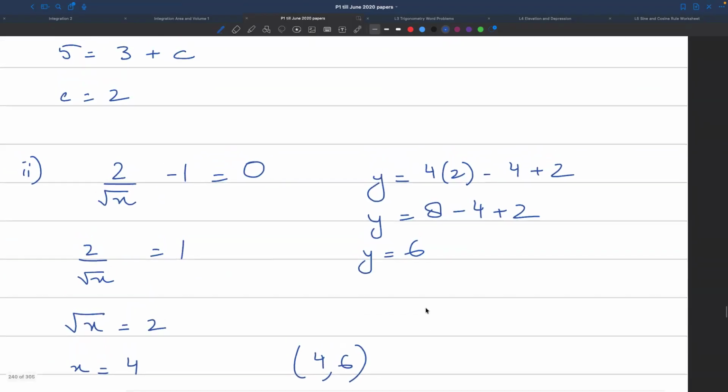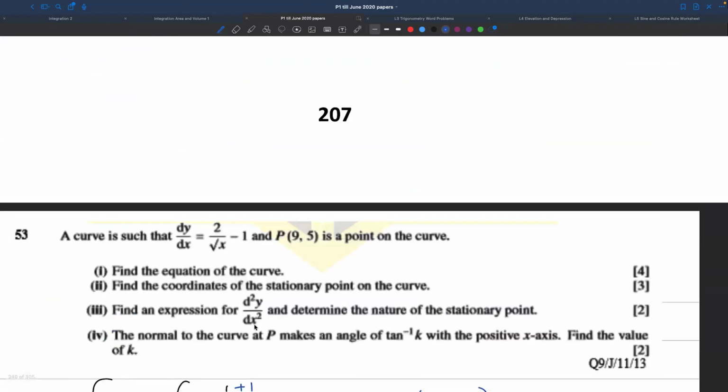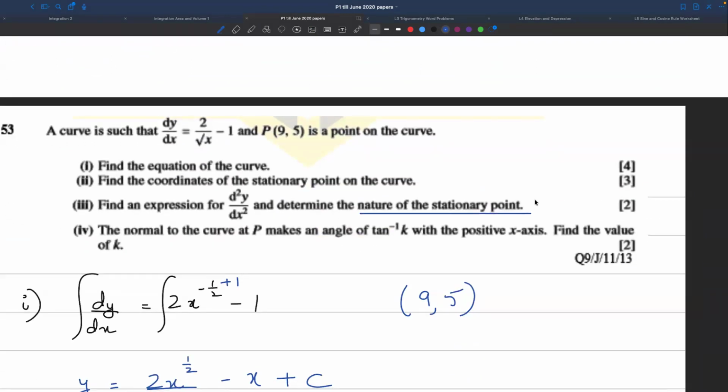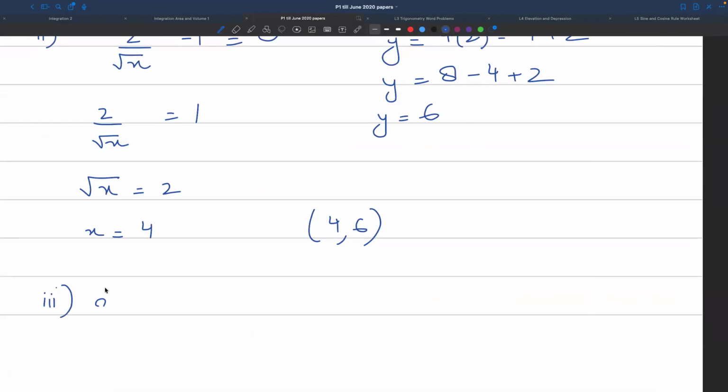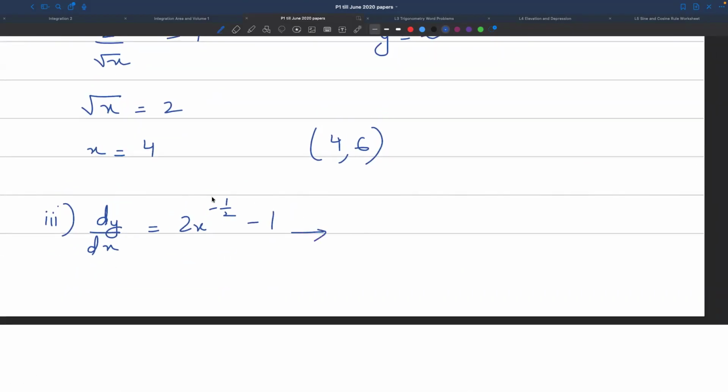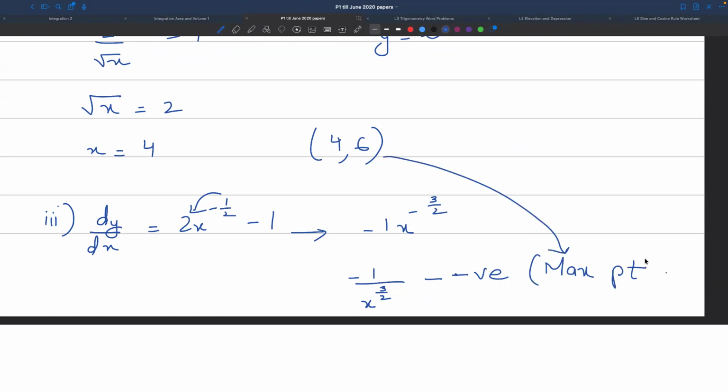Next part says find an expression for d square y dx square, meaning double differentiate. So I will differentiate the dy dx one more time, and then nature means if it is positive, minimum point; if it is negative, maximum point. So now I differentiate again. What was dy dx with me? That was 2x power minus half minus 1. So when I differentiate this, what will I get? Minus half into 2 is minus 1. x power becomes minus 3/2. I can write it as minus 1 upon x power 3/2. My answer will be negative, because the whole answer has a negative sign. Whatever value of x I take, x cannot be negative because of the square root. So the answer will be a negative answer, which means it will be a maximum point. So you will say 4,6 is a maximum point on the curve.